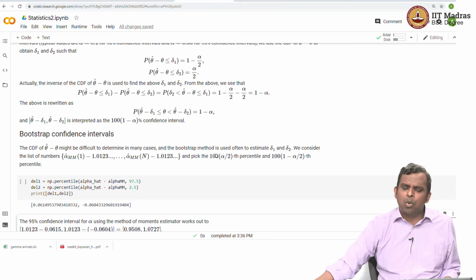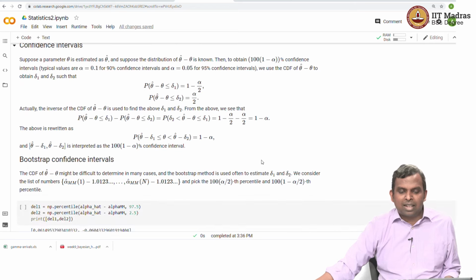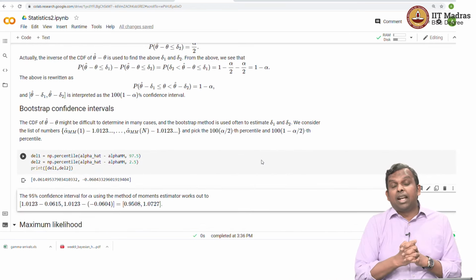You can look at this in more detail if you want. Hopefully it's clear to you. So I've estimated my delta 1 to be 0.061415 and delta 2 to be minus 0.0604. Okay. So the confidence interval for alpha will work out as 0.9508, 1.0727. Okay, that's it.